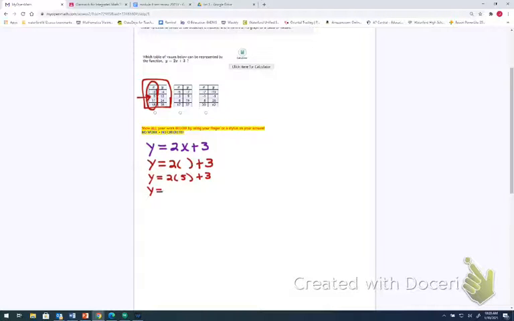So y equals 2 times 5 is 10 plus 3. So y equals 10 plus 3, which is 13.